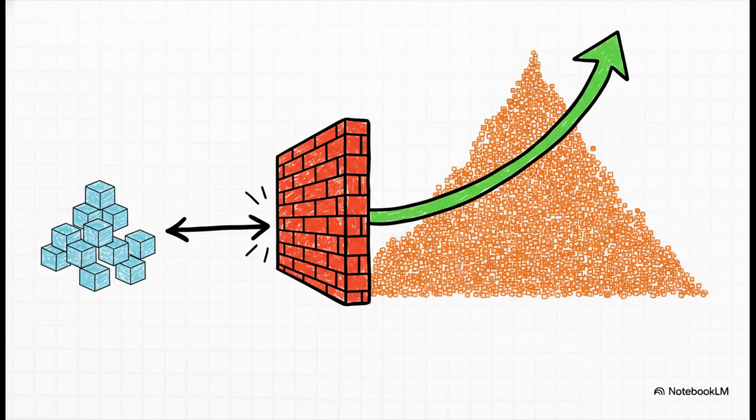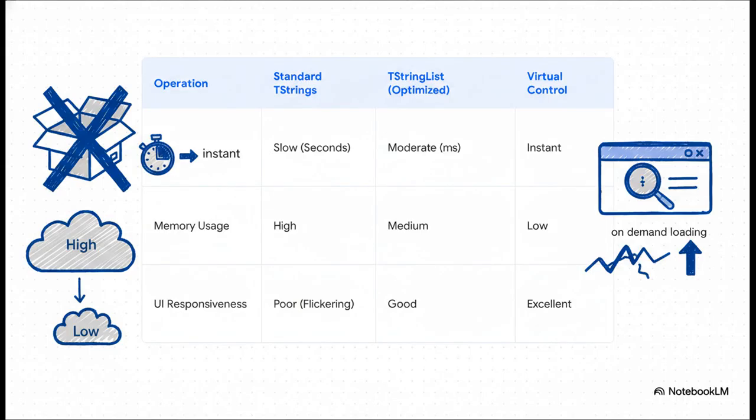But what if you're dealing with just massive amounts of data? We're talking tens, even hundreds of thousands of items. At some point, even BeginUpdate isn't enough. Well, that's when you bring out the big guns. You go virtual. And this table just lays it all out perfectly.